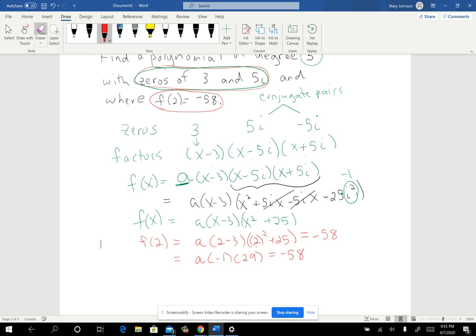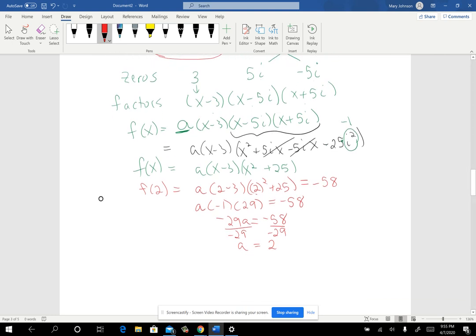Okay. Let's get rid of that for now. Okay. And so what I got right now is that negative 29a equals negative 58. And so when I divide that negative 29 out to figure out what a is, I come up with a being, that goes in there twice, doesn't it? Positive 2.